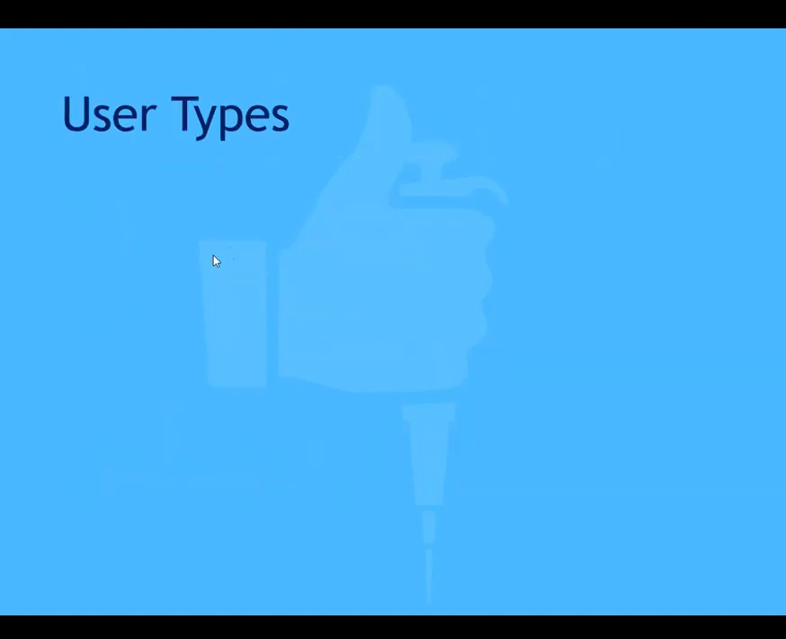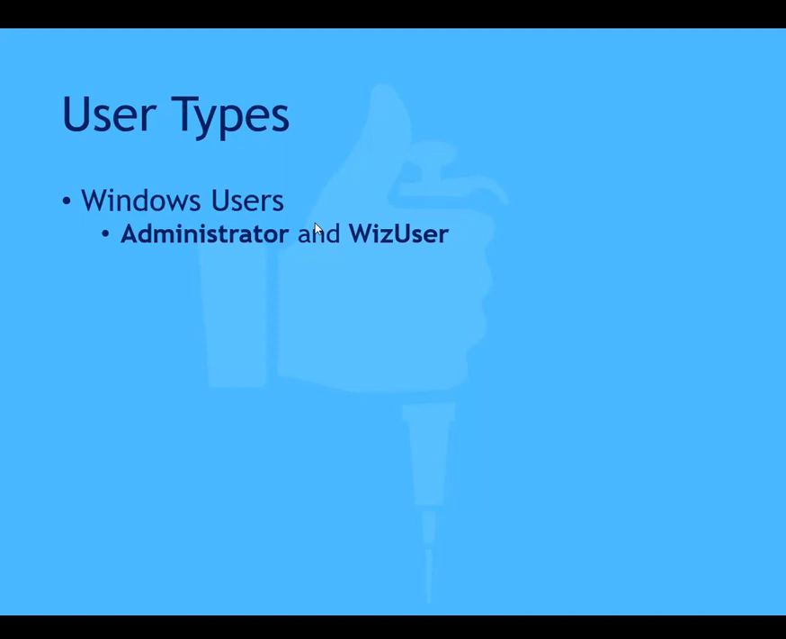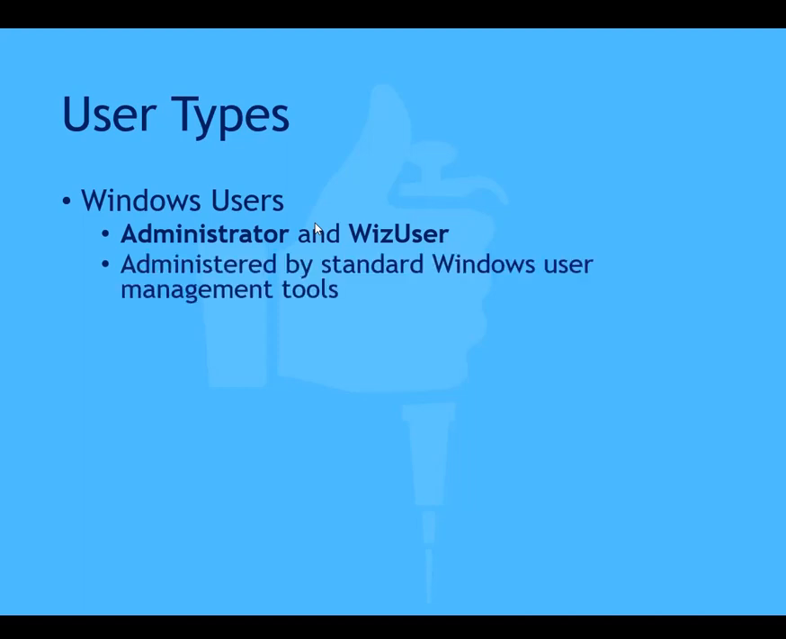So to get started, it's important to understand the different types of users involved with the system. The first type of user are Windows users. This is how users log on to Windows. So there's the administrator and WizUser account. The administrator account is required to administer the system. For general use, users will log on to Windows using the WizUser account. Windows users are administered by the standard Windows user management tools.